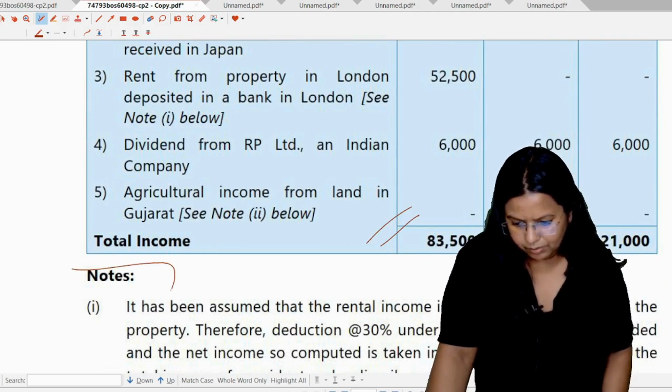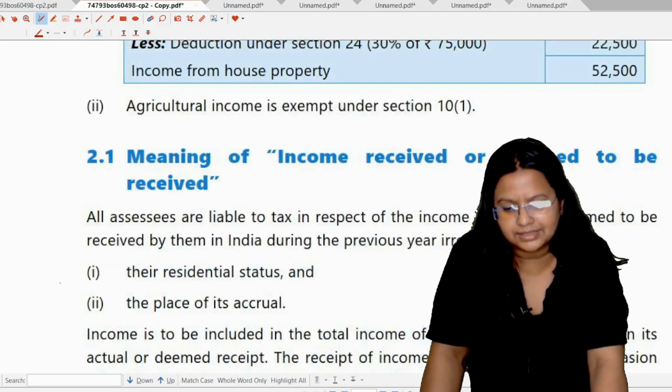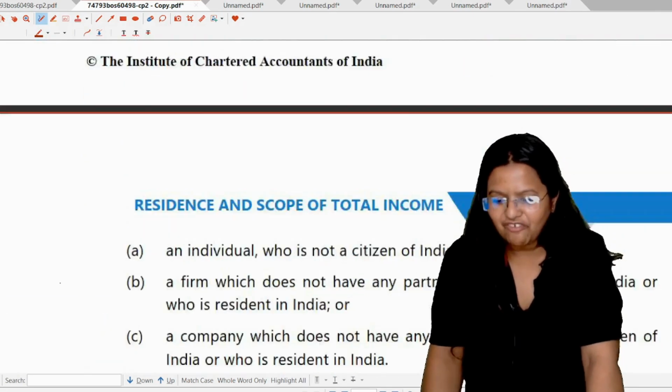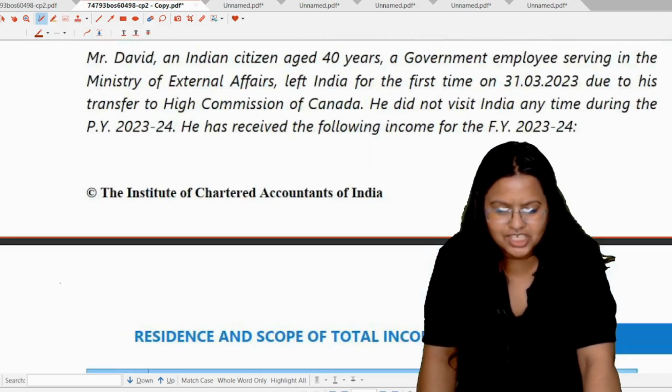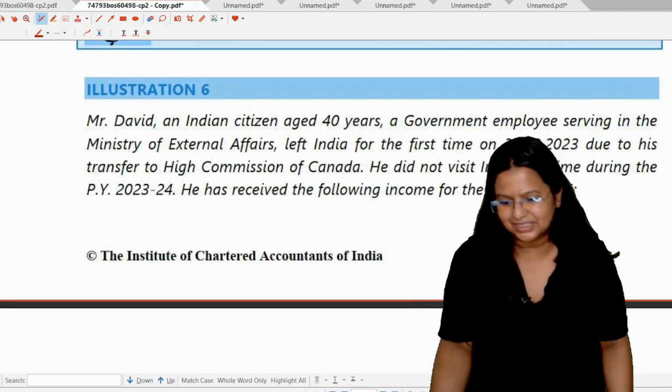Students, these notes, which I told you verbally now, are very important. You have to write them in the examination also. Next, with this we have covered all the illustrations of Chapter 2, except one more illustration, that is illustration number 6. Let's come to this also.